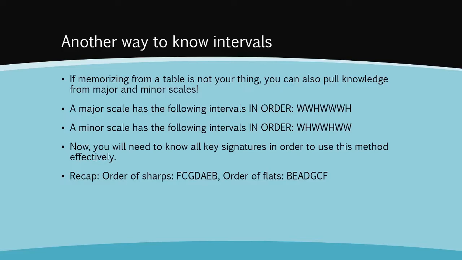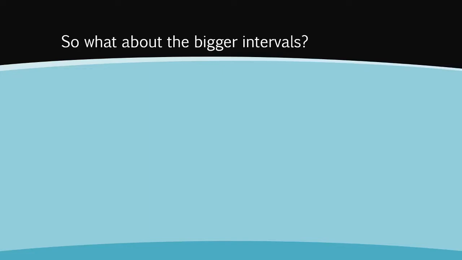Now there are mnemonics out there that might be able to help you remember. So for the sharps, what I learned was fat cats go down an enormous bump. And then for the order of flats, we just learned bead, right? Because that's a word, bead. And then GCF, we did greatest common factor, okay? So if that helps you, you can kind of memorize the order of sharps and the order of flats that way.